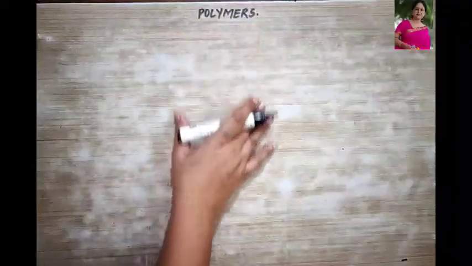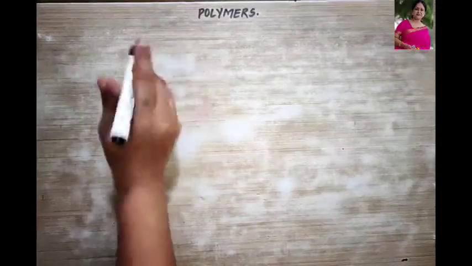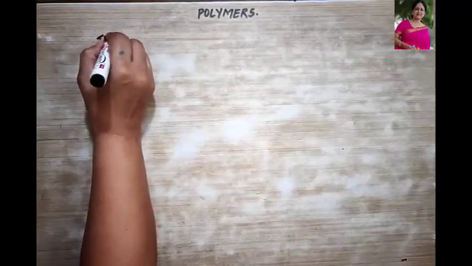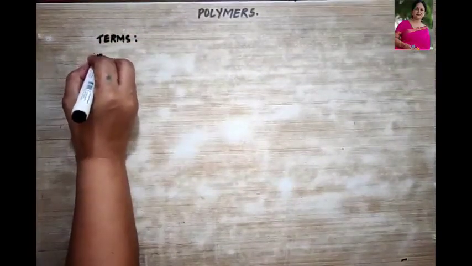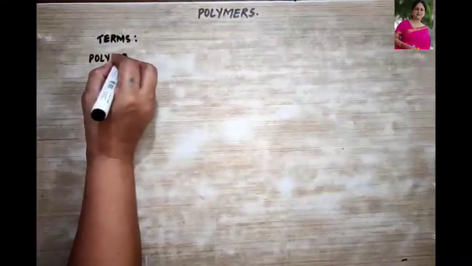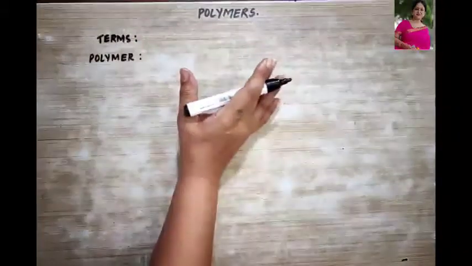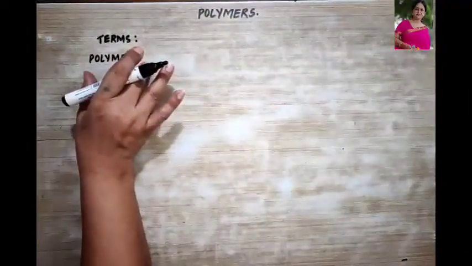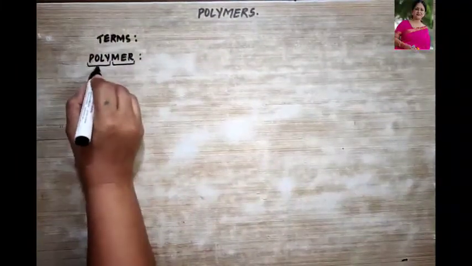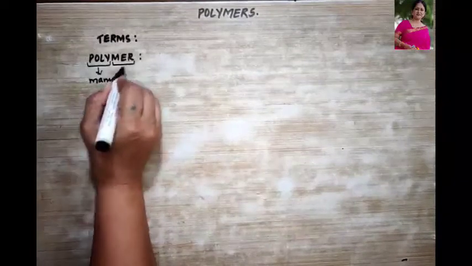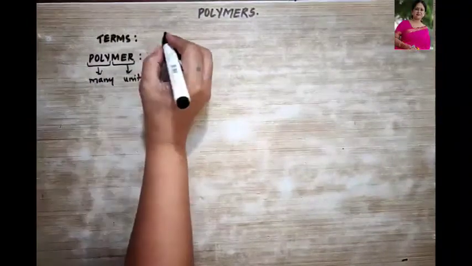So before we study the different types of polymers, let us first understand some important terms that we are going to use in this chapter. The first word itself, polymer. What does this word polymer mean? It is a big molecule which is made up of many smaller molecules bonded together. That is called a polymer. Poly is made up of actually two words, poly and mer. Poly means many and mer means units. If we combine the two words, we get this word polymer.